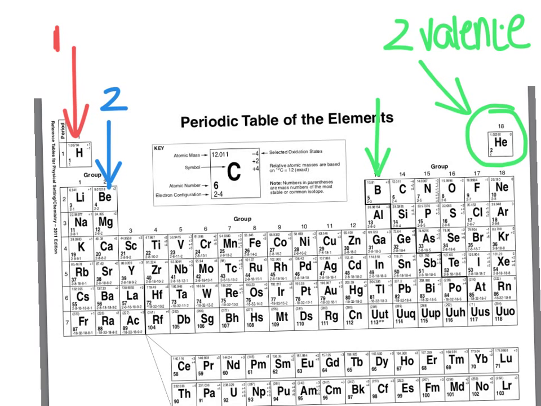There can never be more than 8 valence electrons in a valence shell, and the reason for that is something called the octet rule. The valence shell can never hold more than 8 valence electrons. Helium is the exception because it's in this very last group, which is called the noble gases. However, it can only hold a maximum of 2 electrons. Because of that 2n squared formula that we talked about earlier, the helium only has 1 principal energy level, and that principal energy level can only hold a maximum of 2 electrons.